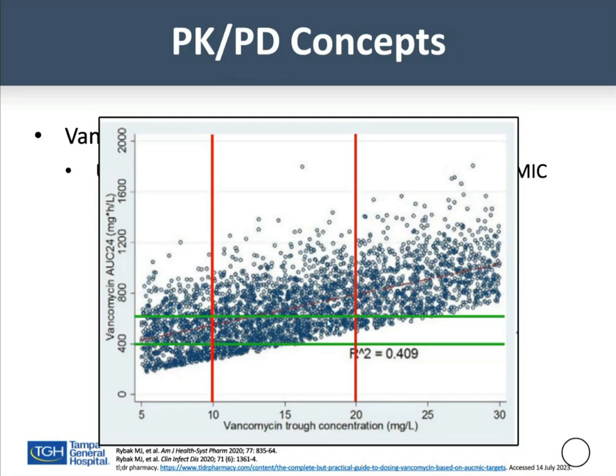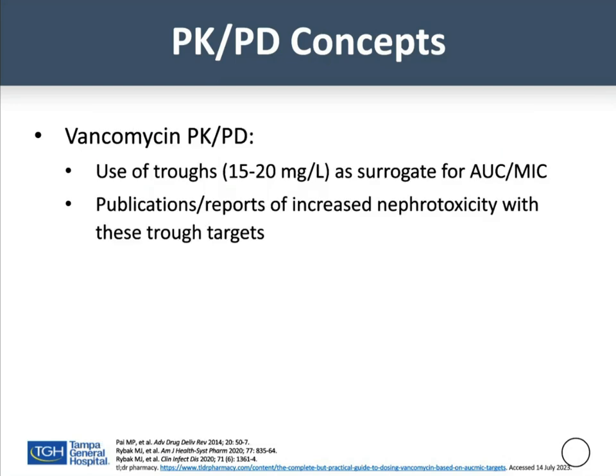Now, if you can imagine, right from about here to about here is where we thought that troughs would correspond to the AUC that we're trying to target. And you can see that that's very incorrect. Now, if you are also looking at this trough range from 15 to 20, a lot of these AUCs are actually way above that threshold of 600. And this is where we know that we're going to more likely see nephrotoxicity and side effects. And that's what we were seeing in publications and reports, that even with these therapeutic troughs of 15 to 20, patients were still at risk and still developing side effects from a renal standpoint.